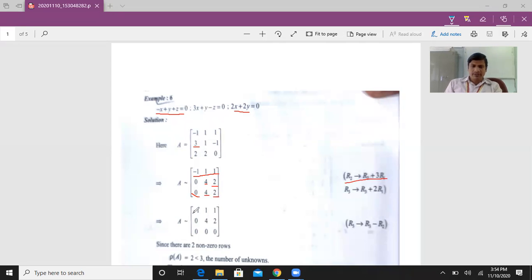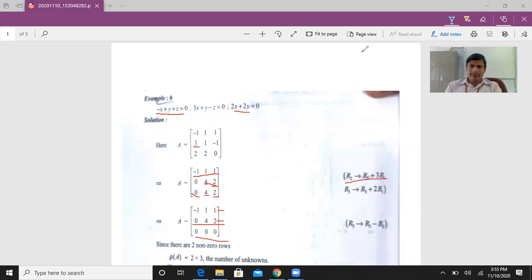Next operation, see here, the first row's leading element is unity, minus 1 is there. Then the leading element is 0, 0 in the other rows. Second row is 4 and 2, and the third is also 4 and 2. That's why R3 equal to R3 minus R2. 4 minus 4 is 0, 0 minus 0 is 0, 2 minus 2 is 0. Since there are 2 non-zero rows, this is the first non-zero row, this is the second non-zero row, and the third one is a zero row.